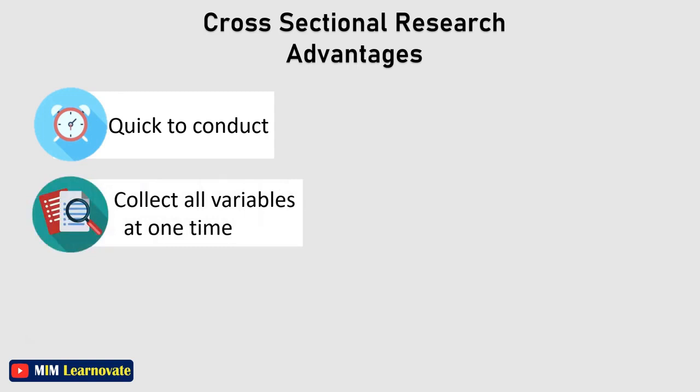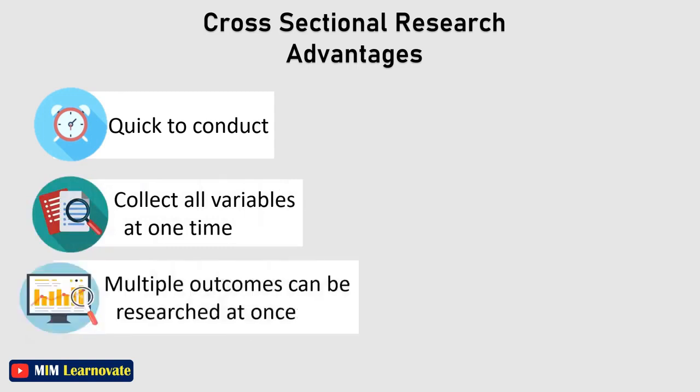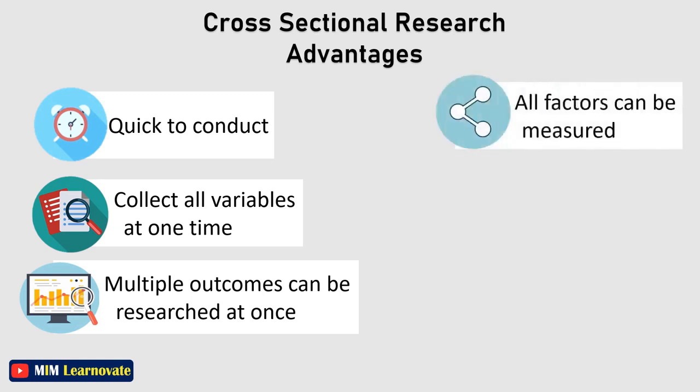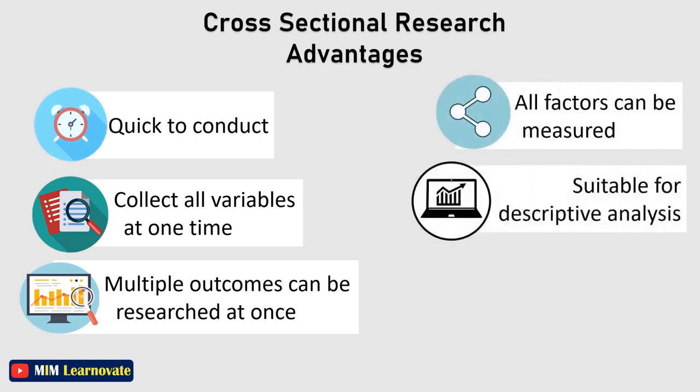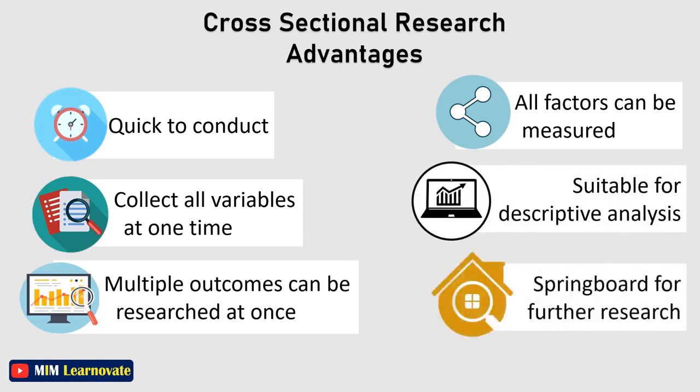Advantages of cross-sectional research. Relatively quick to conduct. Researchers can collect all variables at one time. Multiple outcomes can be researched at once. Prevalence for all factors can be measured. Suitable for descriptive analysis. Researchers can use it as a springboard for further research.